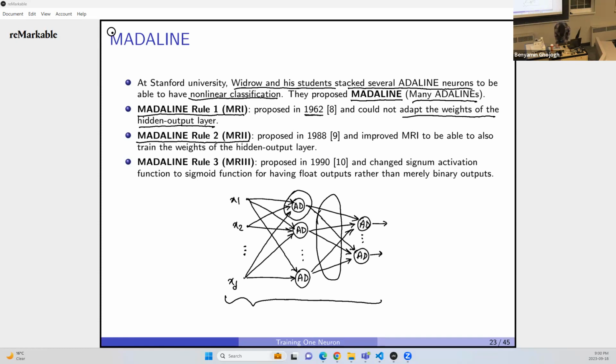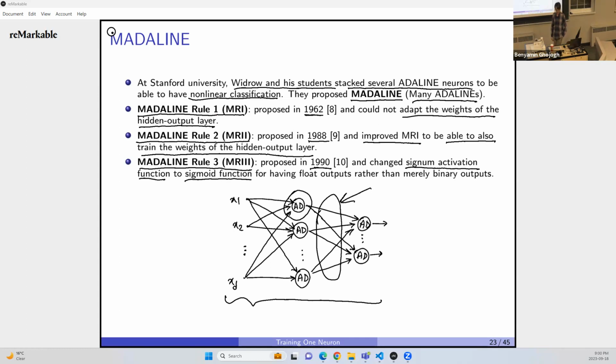ADALINE rule number 2, proposed in 1988, not too far away. It was close to us. It improved MR1, ADALINE rule 1, to also be able to train the weights of the hidden output layer. So they added training that layer too. ADALINE rule 3 was proposed in 1990 and changed the signum activation function, or sign activation function, to the sigmoid activation function. This is a big leap.